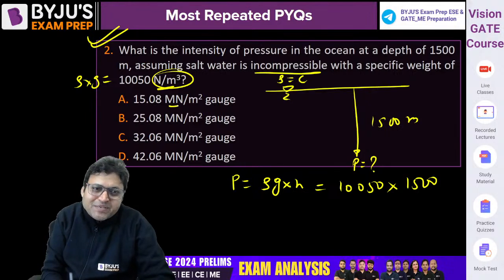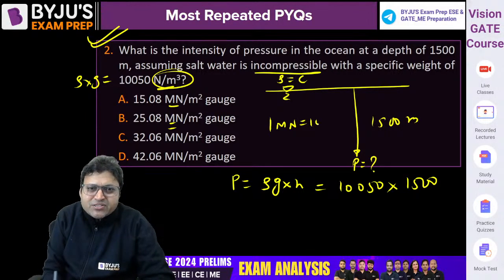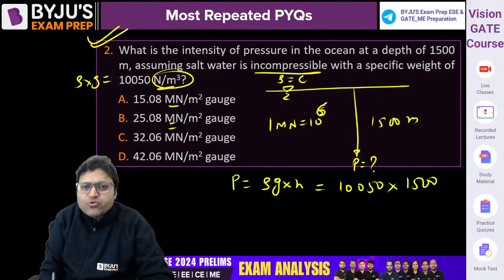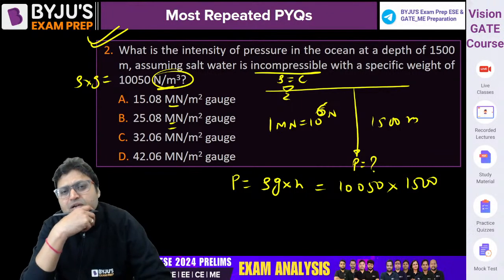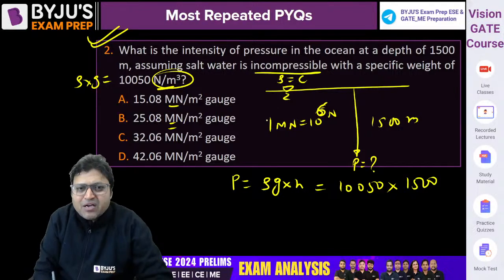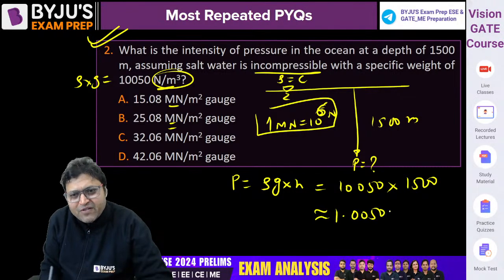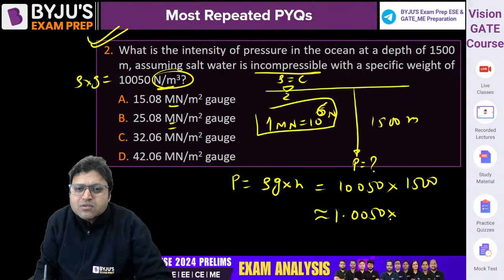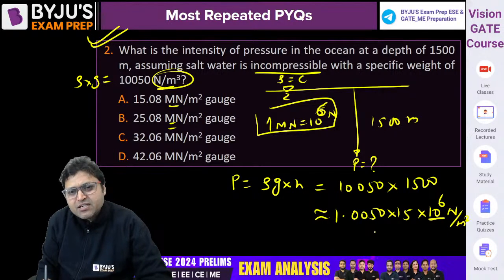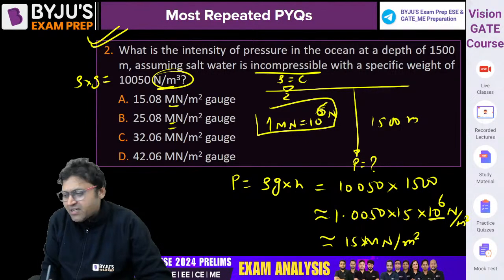So if the options are in meganewton, 1 meganewton is equal to 10 to the power 6 Newton, isn't it? 1 meganewton is equal to 10 to the power 6 Newton. So if we find out 10 to the power 6, it will be 15 into 10 to the power 6 Newton per meter square, or 10 to the power 6 Newton is meganewton. So 15 into 1, it is around 15 meganewton per meter square.